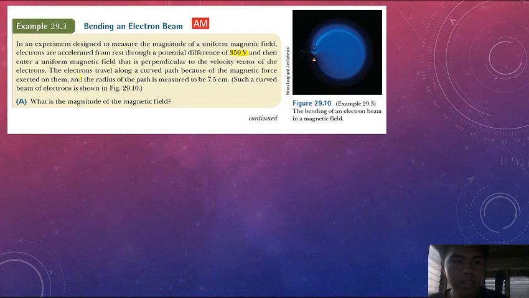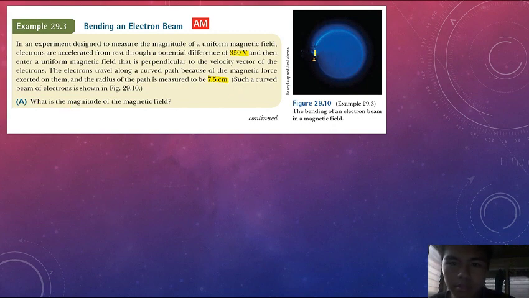The electrons travel along the curved path because of the magnetic force exerted on them, and the radius of the path is measured to be 7.5 centimeters. So this is our radius. Such a curved beam of electrons is shown.